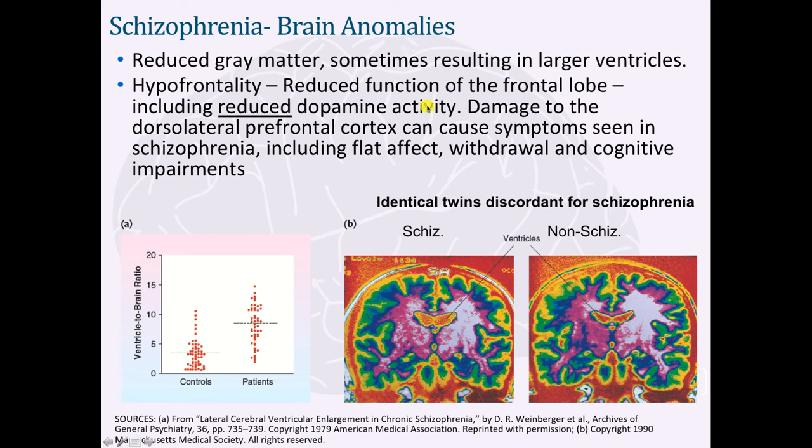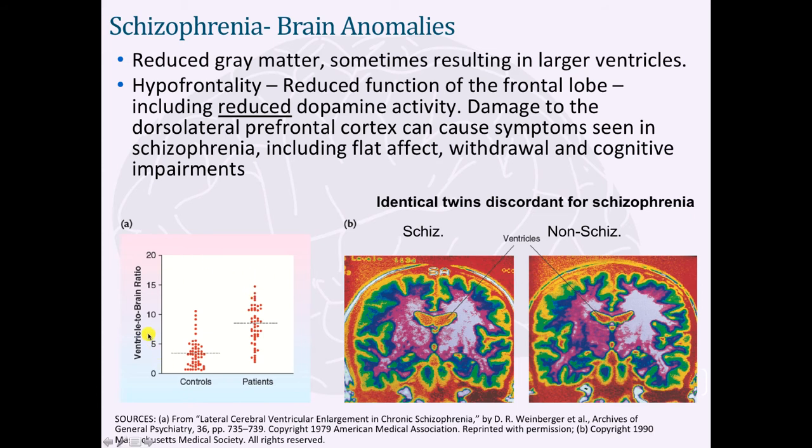We also know that damage to the dorsolateral prefrontal cortex can cause symptoms seen in schizophrenia, including flat affect, withdrawal, and cognitive impairments. There's a lot of research correlating reduced activity in the dorsolateral prefrontal cortex with symptoms consistent with schizophrenia, and then improvement in those symptoms when activity there is increased.